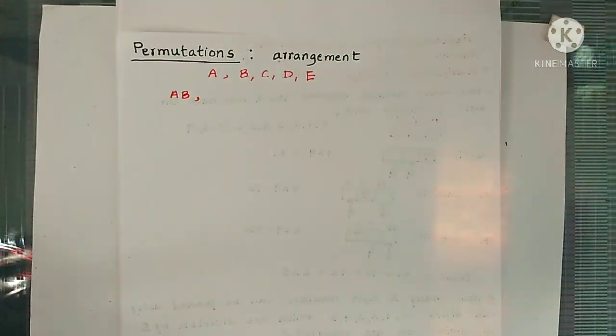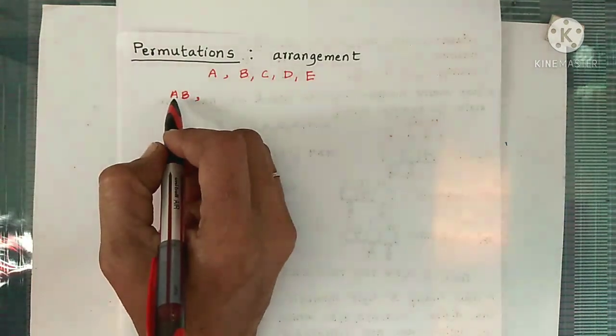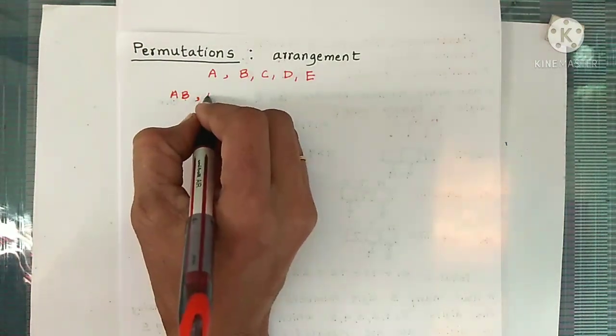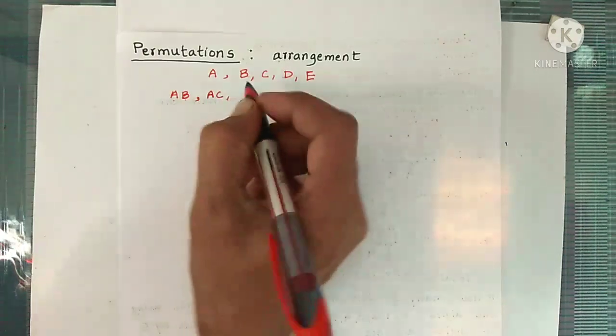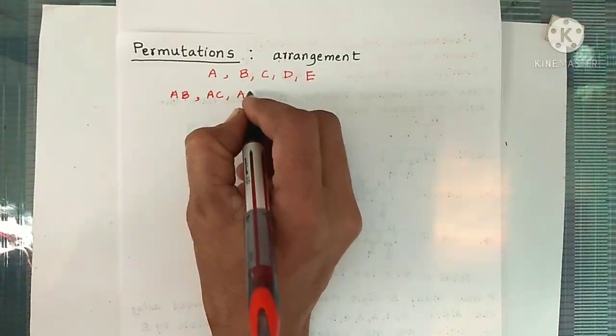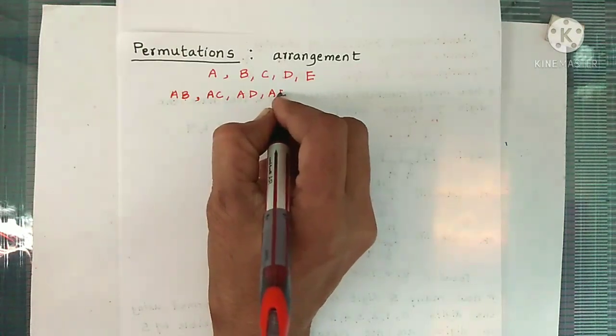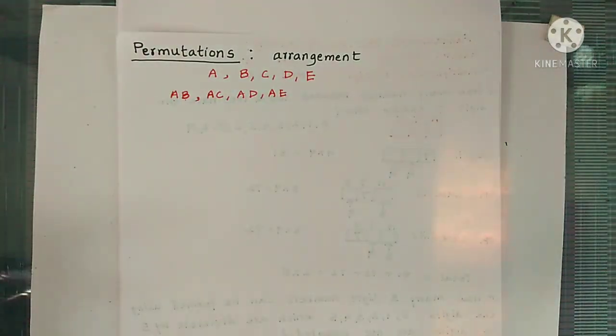Or you can say this example like this. We have 5 students and we want to give 2 prizes, first prize and second prize. So in how many ways can we give first prize and second prize to 5 students? AB means A gets first prize and B gets second prize. Then AC, the second possibility, AD, AE. You can see here that I have fixed A and I have varied the second place so that I can get all the possibilities with A in first place.